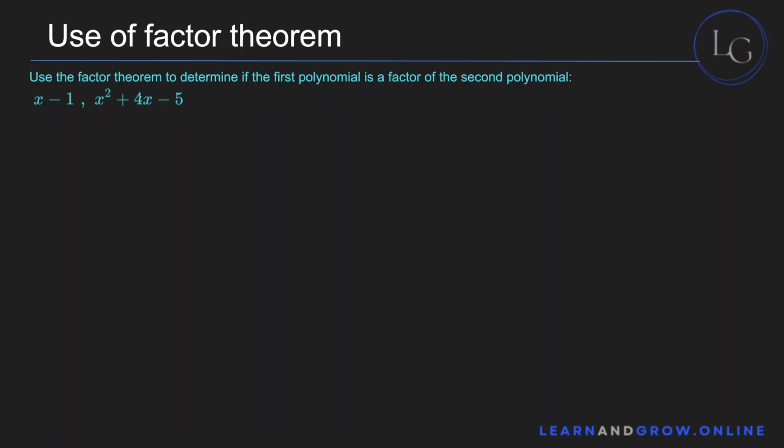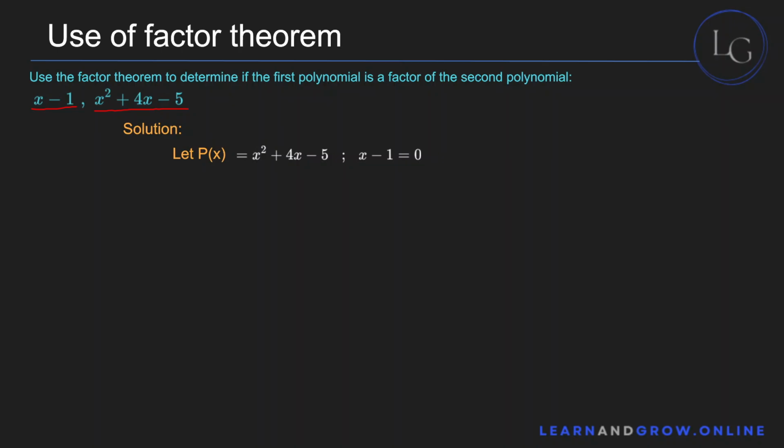It says to use the factor theorem to determine if the first polynomial, which is this one here, is a factor of the second polynomial, which is this one here, which means that if you factorize the second polynomial, you'll get this x minus 1 as a factor. So how do we see this?